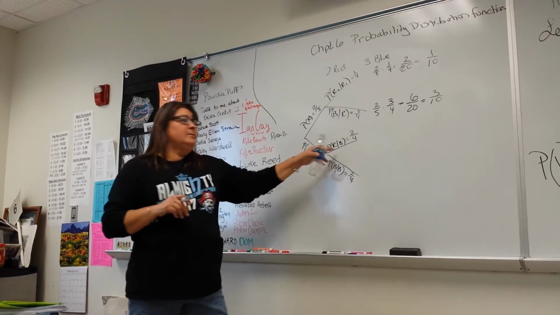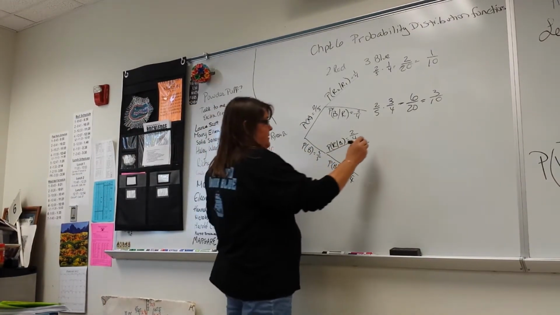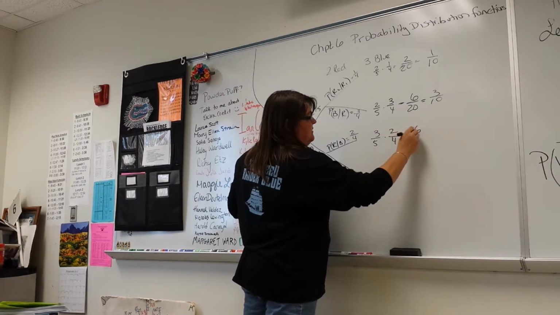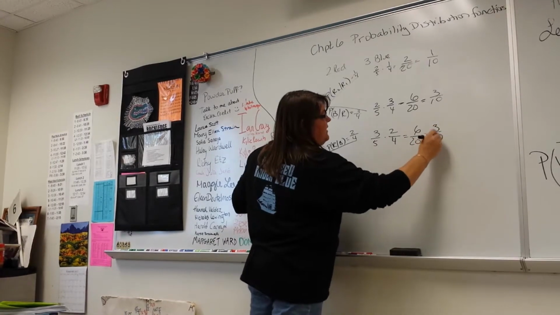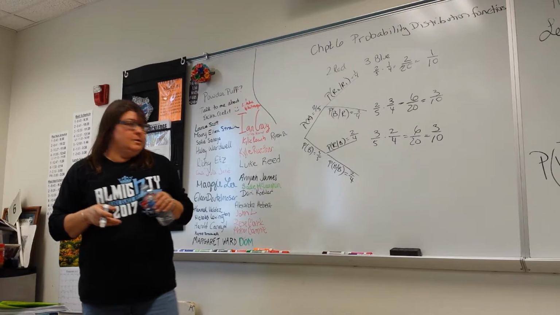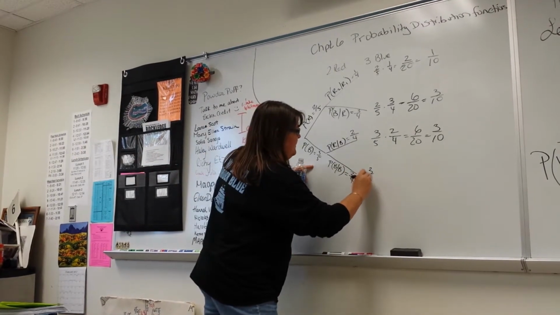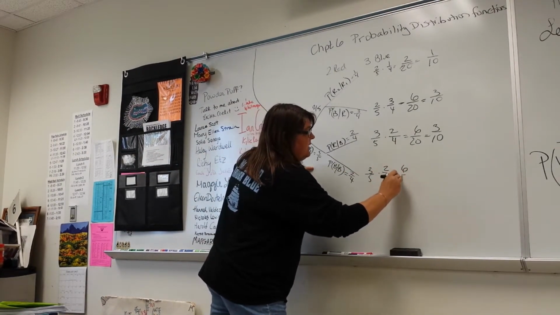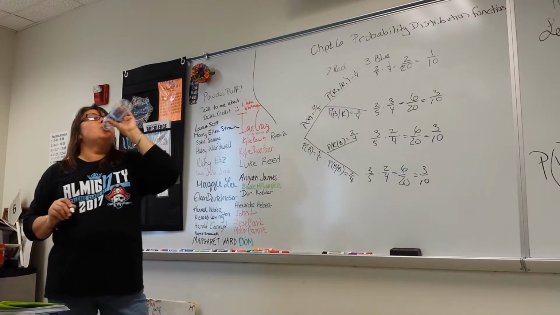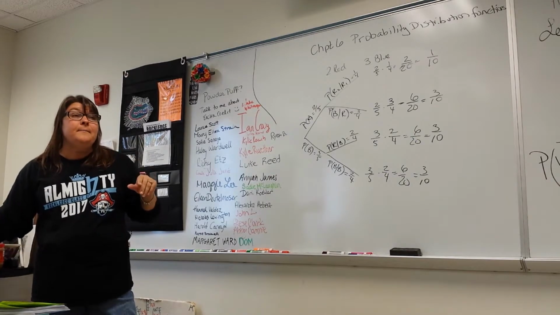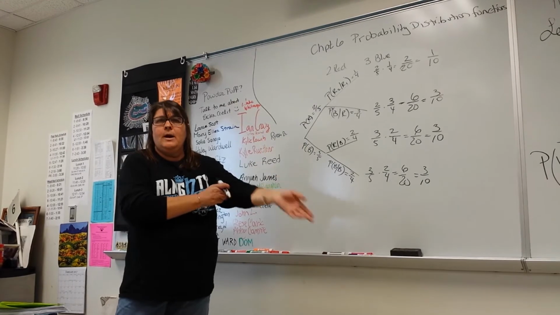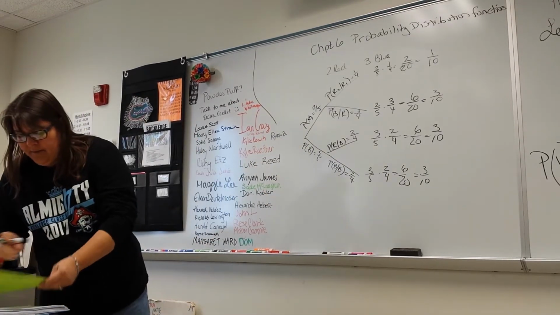What's the probability I pick a blue then a red? It's 3/5 times 2/4, which is 6/20, which is 3/10. And then last but not least, blue then blue. It's 3/5 times 2/4, which is 6/20, which is 3/10. Add them all up. If we add them all up, that's 100% of the possibilities that could have happened. It should be one whole. So are we good so far?